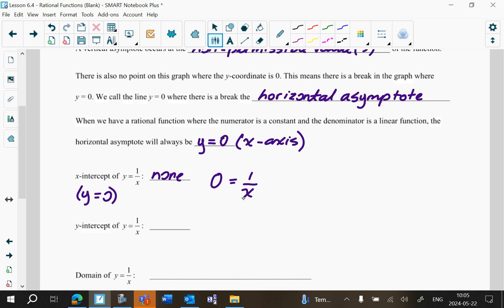It can't be a positive number. If you try 5, 1 divided by 5 is 1/5. If you try a negative number, 1 divided by -2 is -1/2. It's not 0. If you try 0, 1 divided by 0 is undefined. There's no such number, so it doesn't exist.